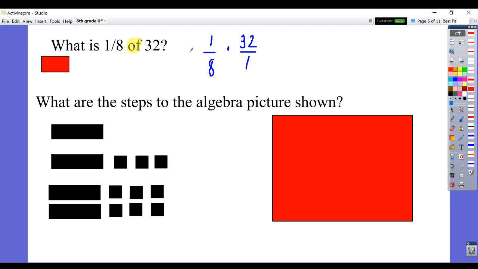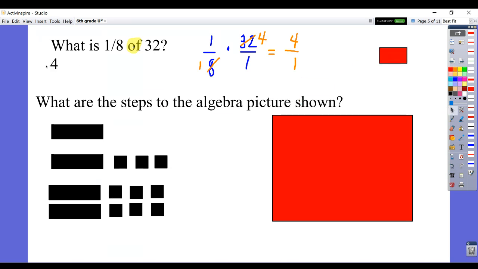Again, you could simplify before you multiply. 8 divided by 8 is 1. 32 divided by 8 is 4. So you get 1 times 4 over 4 times 1. So you would get an answer of 4.